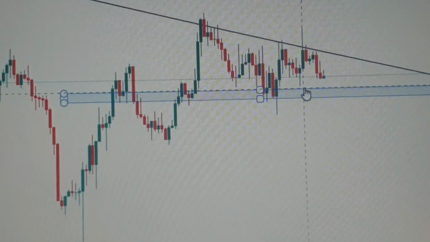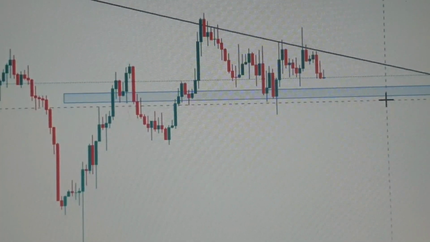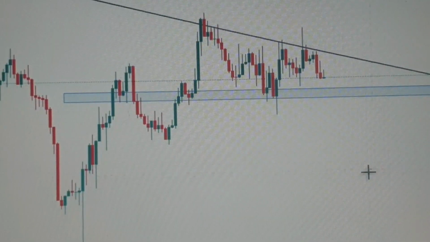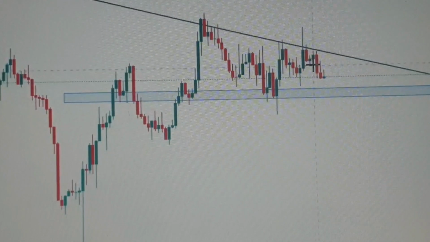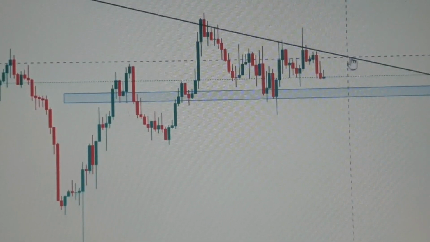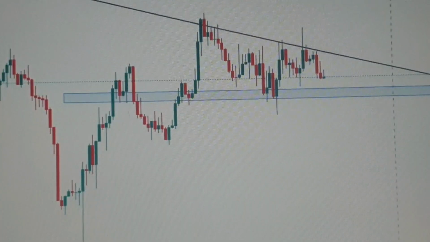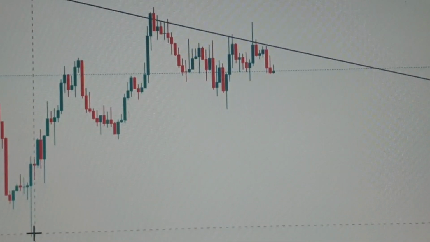So the question is, is it going to break here? Because once it breaks below here, we'll look for a retest and then a push downward here. Otherwise it might reject here and then break above this trend line, make a retest and then continue to go up. Then I realized that price has been on a trend.